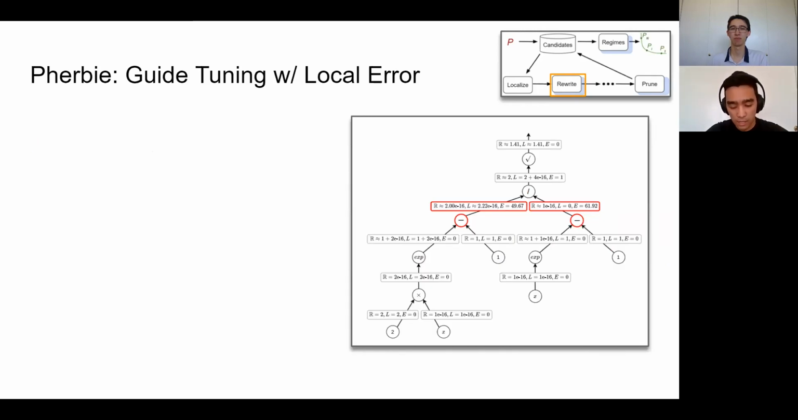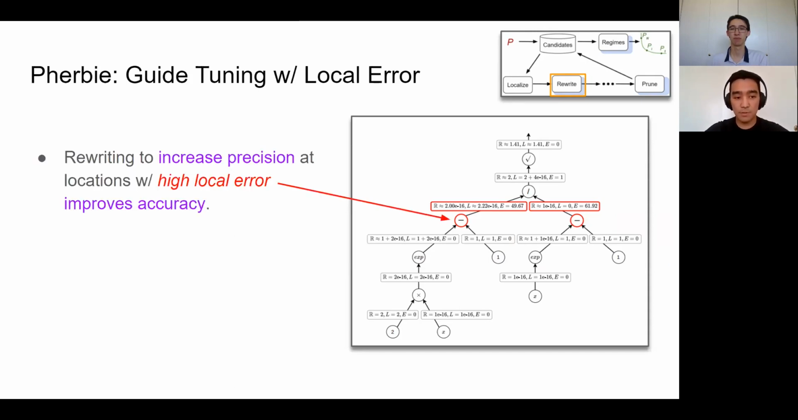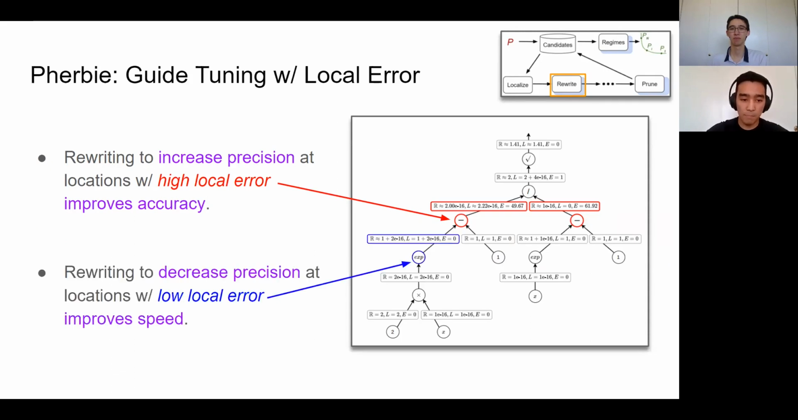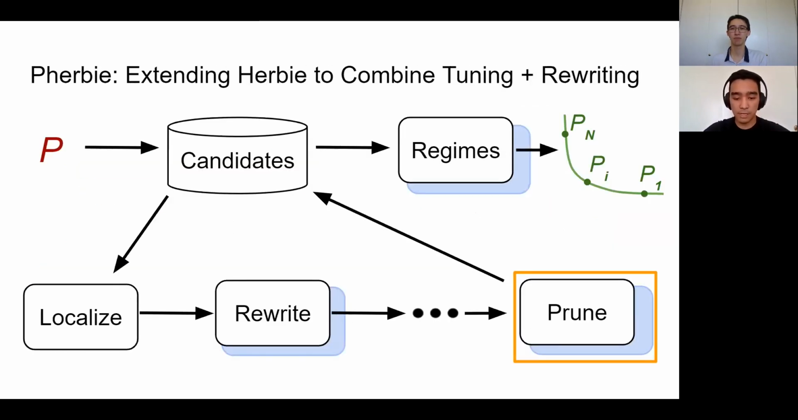Well, Herbie applies rewrites at locations of high error to improve accuracy. So we should take that same idea. We should increase precision at locations of high local error to improve accuracy, but we should decrease precision at locations of low local error to improve speed. So that's rewriting.